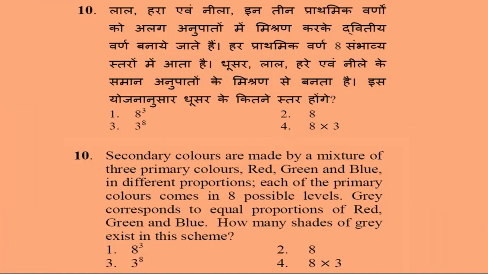The last problem of this episode, problem number 10. Secondary colors are made by a mixture of 3 primary colors, red, green and blue, in different proportions. Each of the primary colors comes in 8 possible levels. Gray corresponds to equal proportions of red, green and blue. How many shades of gray exist in this scheme? Option 1: 8 power 3, option 2: 8, option 3: 3 power 8, option 4: 8 multiplied by 3.